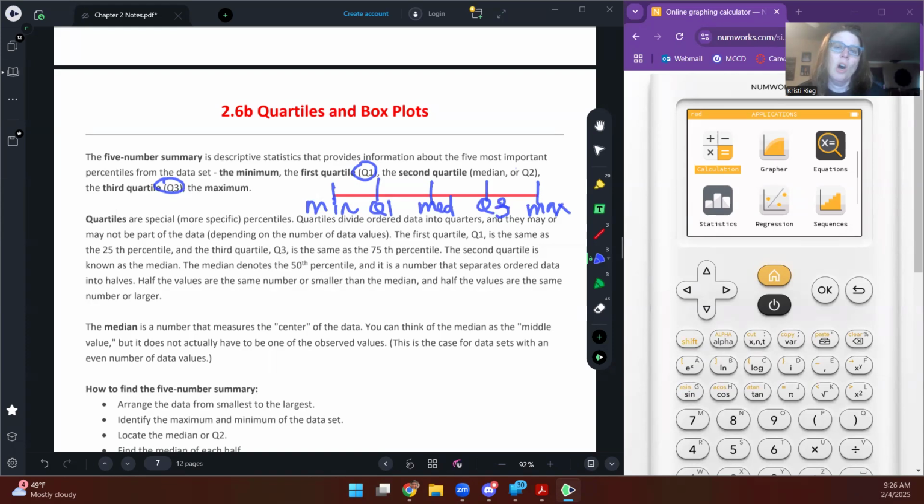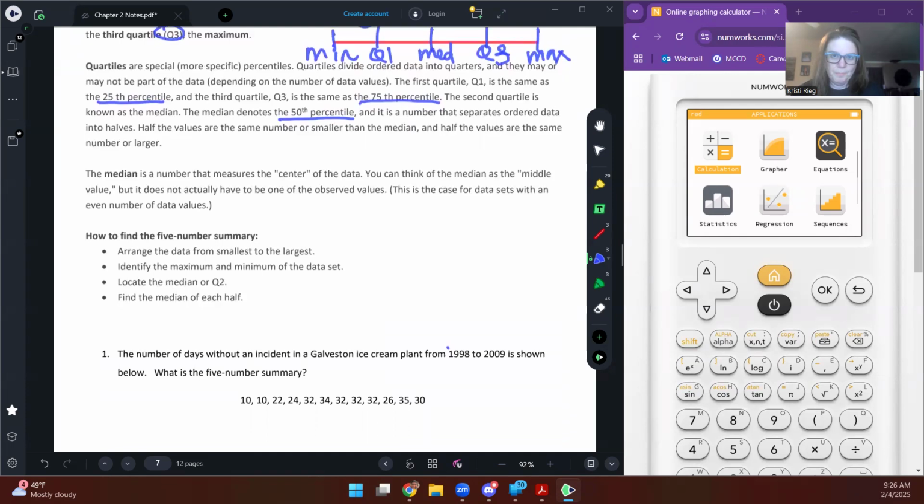So quartiles are percentiles, but they're just very specific. Just like quarters, we have 25, 50, and 75 cents for quarters. Well, the first quartile is 25%, and we can see that right here. The third quartile is 75%, and then the middle quartile is 50%. So 25, 50, and 75. We're going to talk about other percentiles in a little bit, but right now we're just talking about those 3 specific percentiles. So you already know how to find the median.